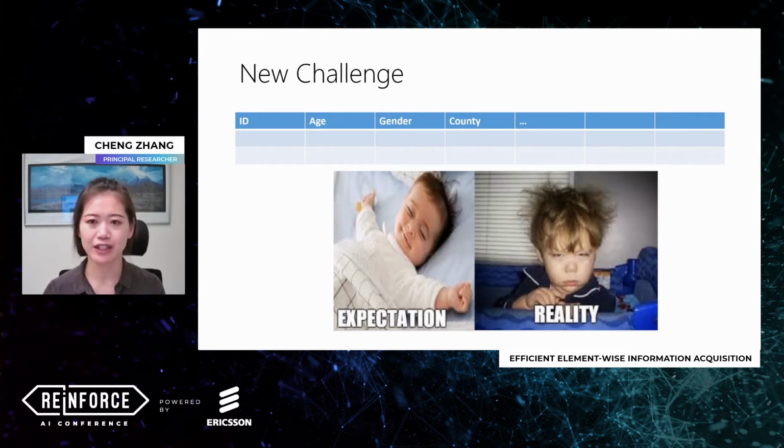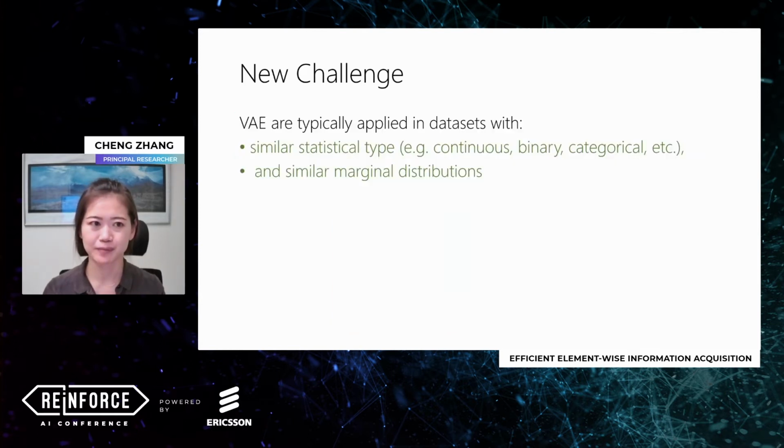So the new challenge here is the table, like the features the customer can ask about can become in any form. It can be like age, gender, country, etc. So what's the problem here?